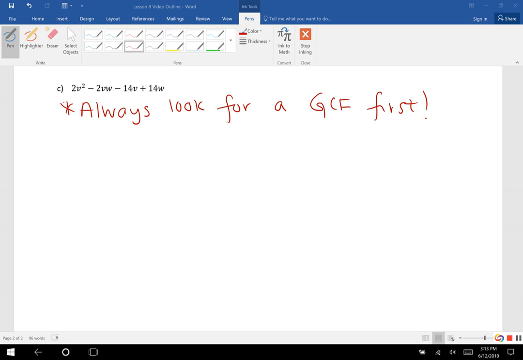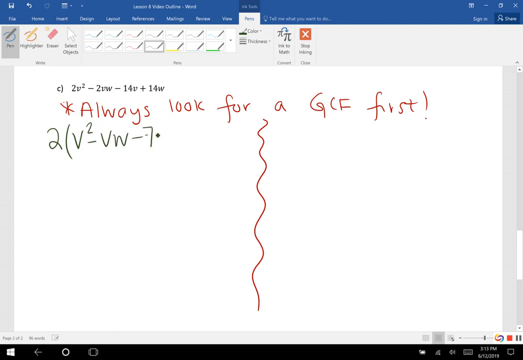So in this particular problem, the first thing I notice is we can pull a 2 out of all 4 terms. And let's see, is there anything else in common? No, this one has just V's, that one just has W's. But we can take a 2 out of all 4 terms, and then I'm left with V squared minus VW minus 7V plus 7W. And now I have 4 terms, so I'll group the first 2 and the second 2.